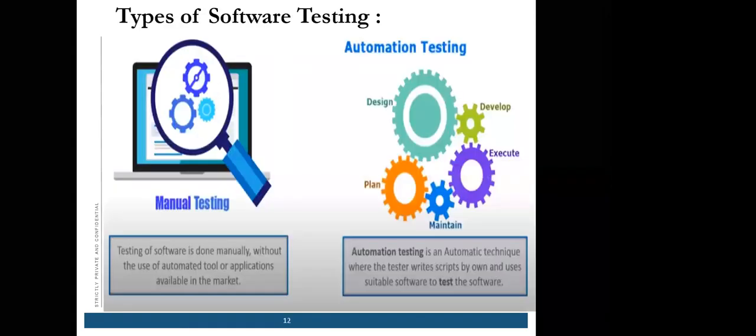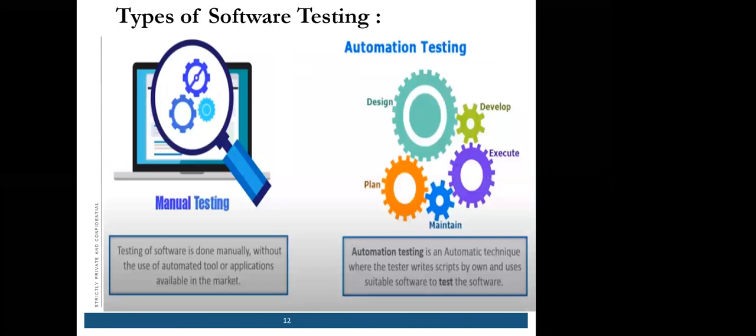Now coming to the next topic, types of software testing. There are two types of software testing: one is manual testing and one is automation testing. What we studied here can be implemented for both manual testing and automation testing. For automation testing, we need a tool, for example, Selenium. We are going to study Selenium.